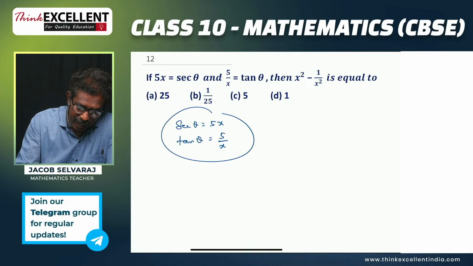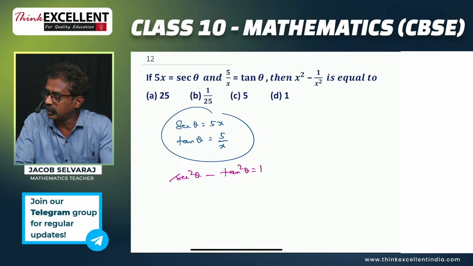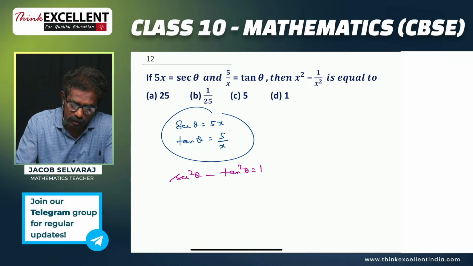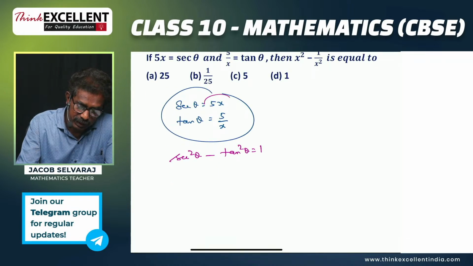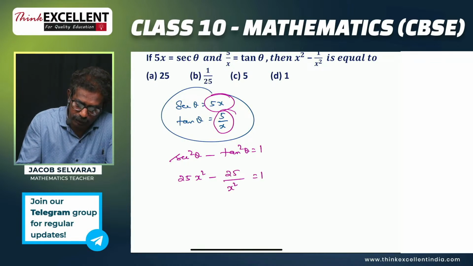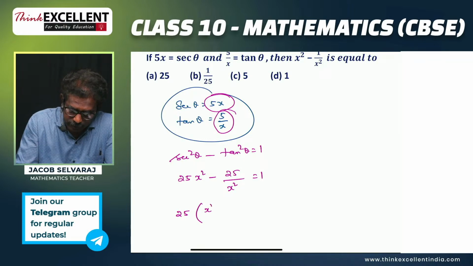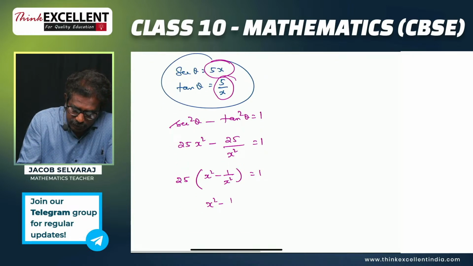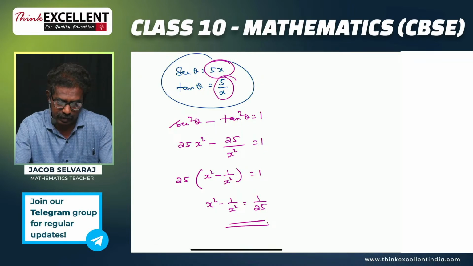Which identity do we have? Secant square theta minus tan square theta is 1. Substitute the values. Secant square theta means 5x the whole square, it is 25x square, minus tan square theta, 25 by x square, equal to 1. You can take 25 common, you are getting x square minus 1 by x square equal to 1. So x square minus 1 by x square is equal to 1 by 25, right? So this is the correct answer.